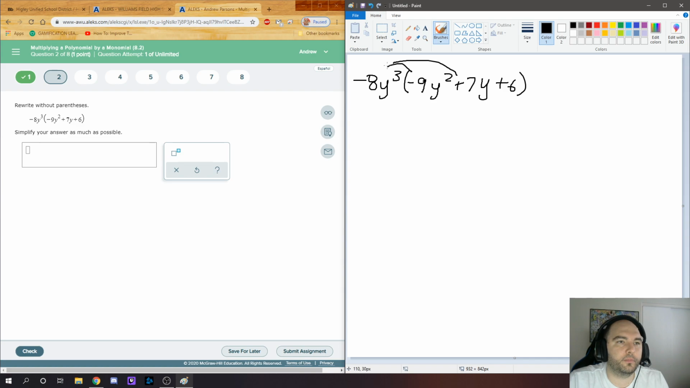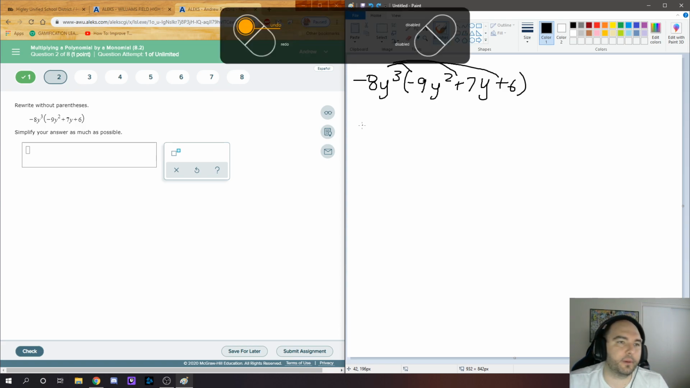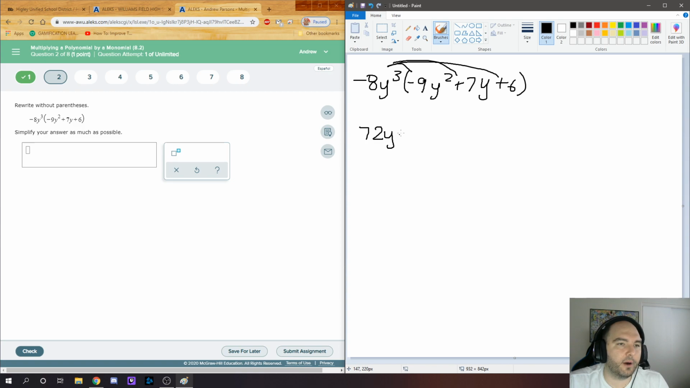I get positive 72y to the fifth. 8 times 9 is 72. A negative times a negative is a positive, and 3 plus 2 makes 5. Then negative 8 times positive 7 is negative 56y to the fourth, because I had a 3 and a 1. And then last up is negative 48y cubed. Notice on this one, when it doesn't have a y, yet the thing I'm distributing is, it gains everything.